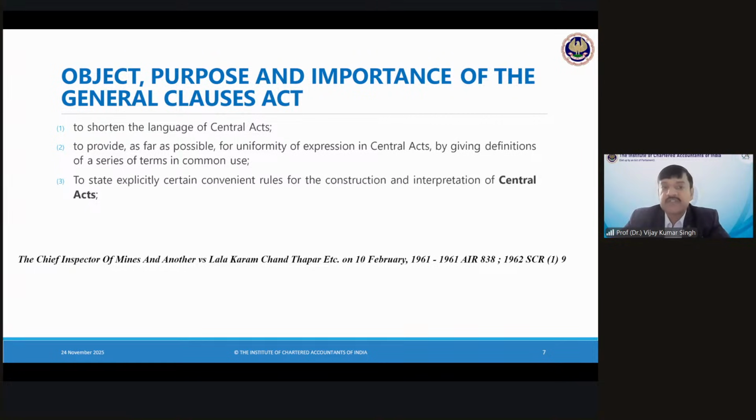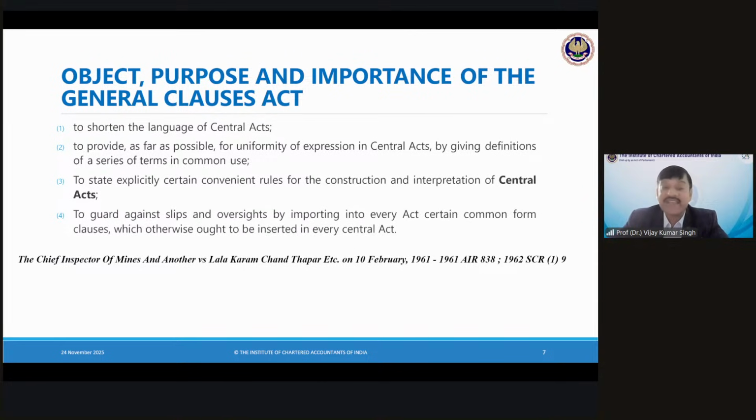Third important function or object or purpose of the General Clauses Act is to state explicitly certain convenient rules for the construction and interpretation of central acts. So there are some rules of construction which are given in the General Clauses Act, which I will touch upon in a while. Then, to guard against slips and oversights by importing into every act certain common form clauses, which otherwise ought to be inserted in every central act.